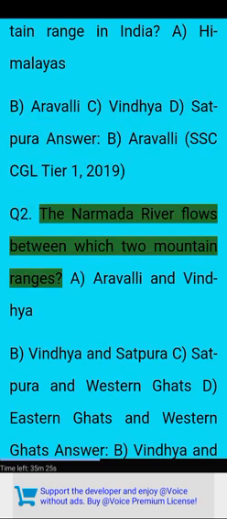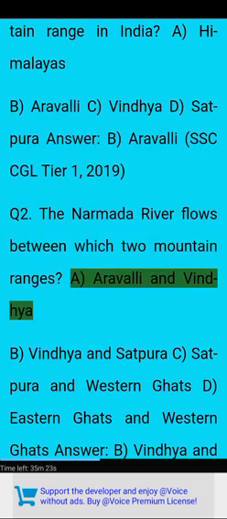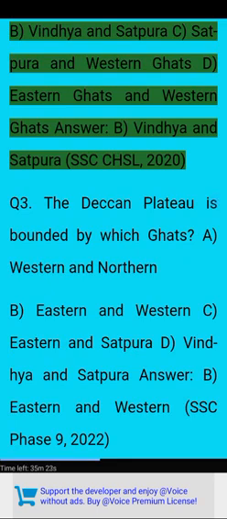Q2. The Narmada River flows between which two mountain ranges? A. Aravalli and Vindhya. B. Vindhya and Satpura. C. Satpura and Western Ghats. D. Eastern Ghats and Western Ghats. Answer: B. Vindhya and Satpura. SSC CHSL, 2020.